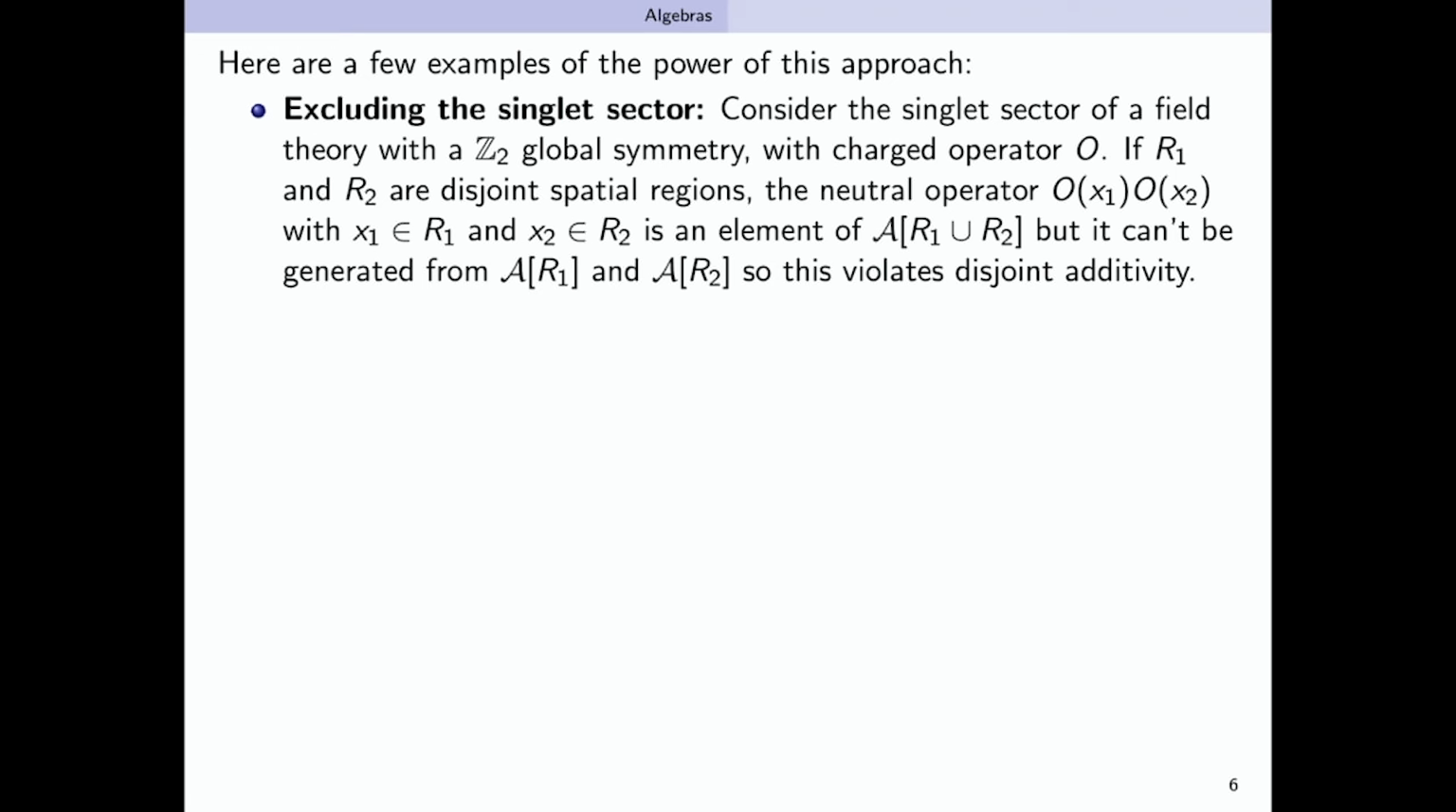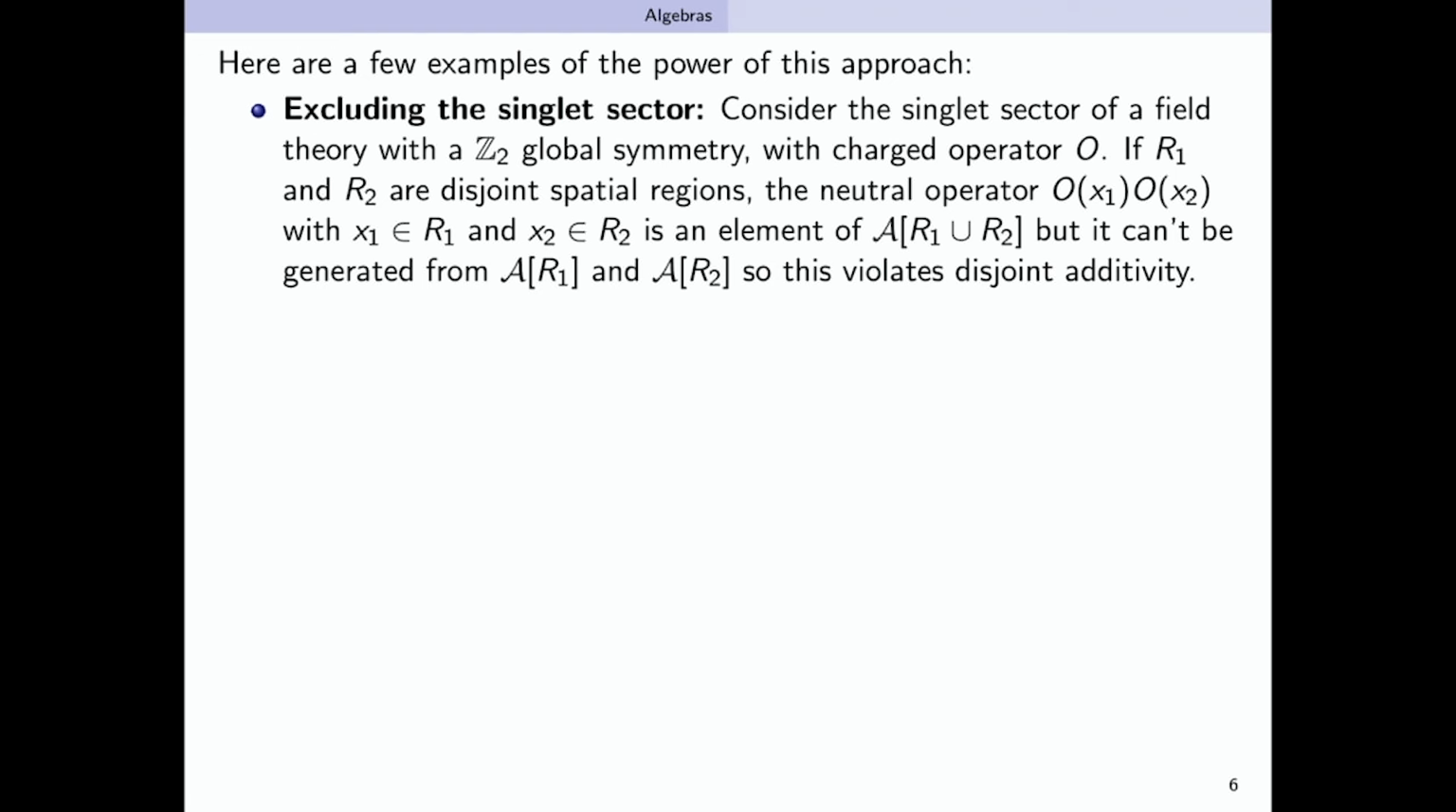Okay. So then I take two disjoint spatial regions R1 and R2, and I can make a neutral operator O of x1 times O of x2, where x1 is in R1 and x2 is in R2. And this is a neutral operator, because it's a product of two O's that were charged under Z2. So this is an element of the neutral algebra in R1 union R2, but you can't build it out of the neutral algebras in R1 and R2 separately, because then you would have had to use the charges, so that violates disjoint additivity. So that's an example where you get something that you might have thought you needed the torus to get.